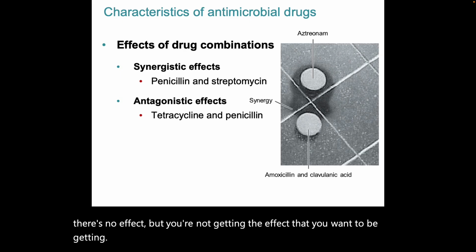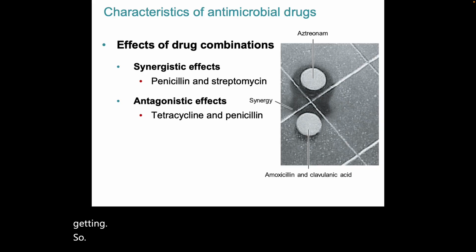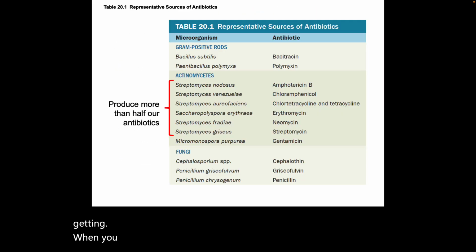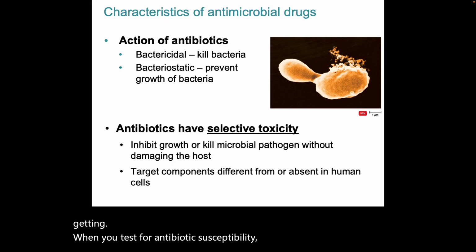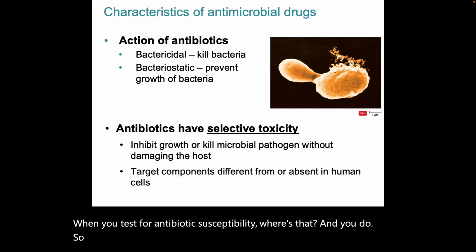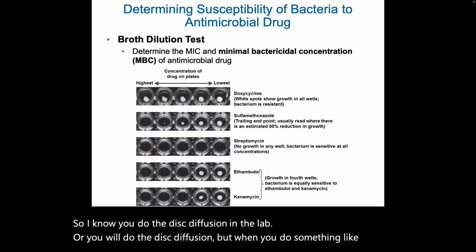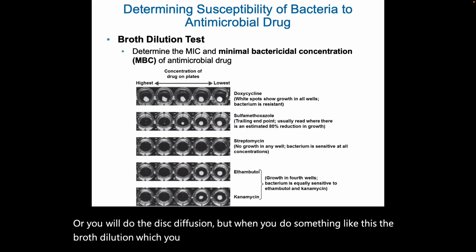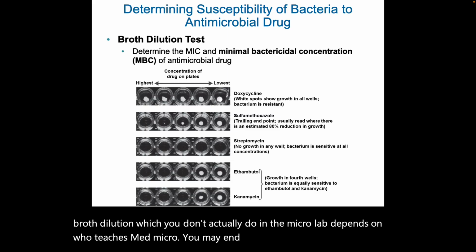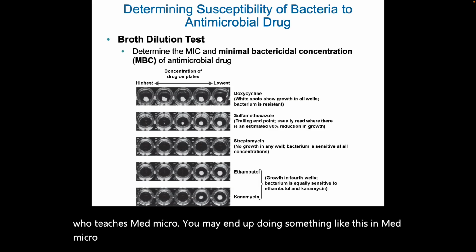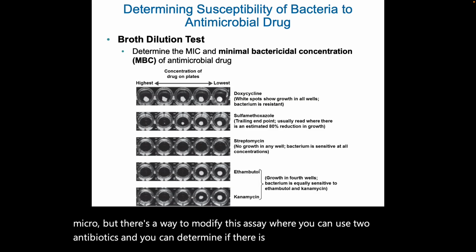So when you test for antibiotic susceptibility, I know you do the disc diffusion in the lab, but when you do something like this, the broth dilution, which you don't actually do in the micro lab, though depending on who teaches med micro, you may end up doing something like this, there's a way to modify this assay where you can use two antibiotics and you can determine if there is synergy, antagonism, or just a combination effect.